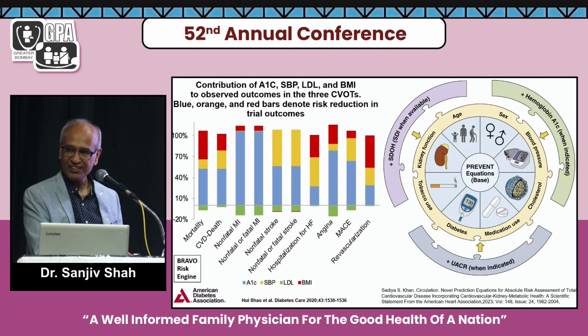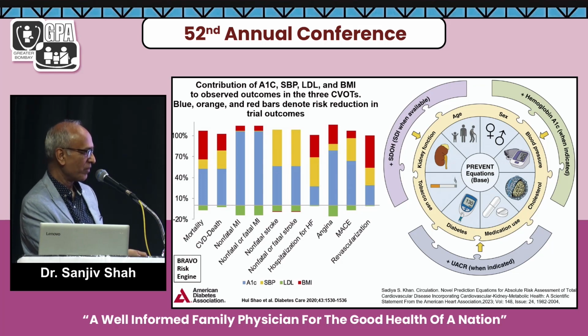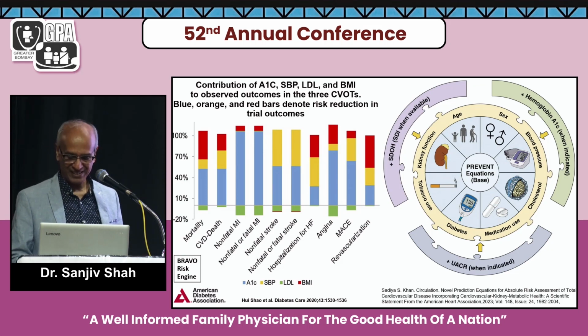But now American Heart Association came out with a new equation called PREVENT. They looked at kidney, tobacco use, diabetes, medication. They took all these parameters, but they took urinary albumin creatinine ratio. So this is new prediction equation published last month in American Heart Association journal in Circulation. And this is going to be a predictor of.